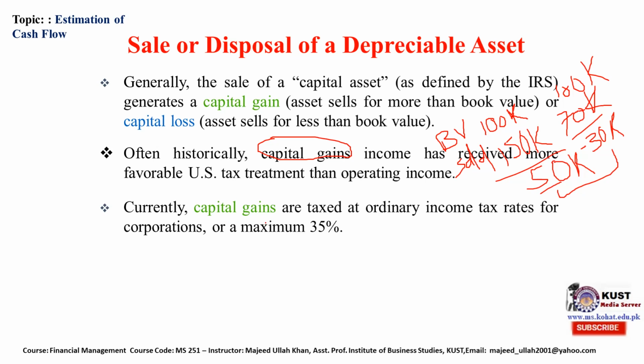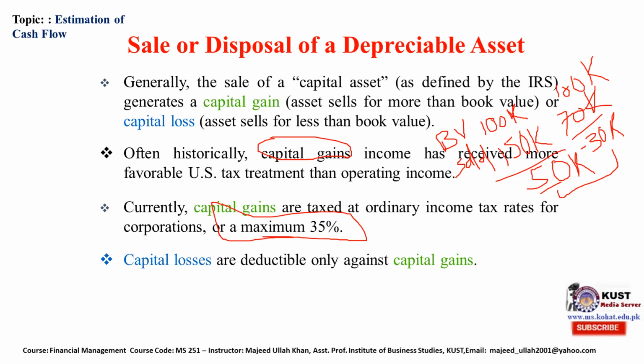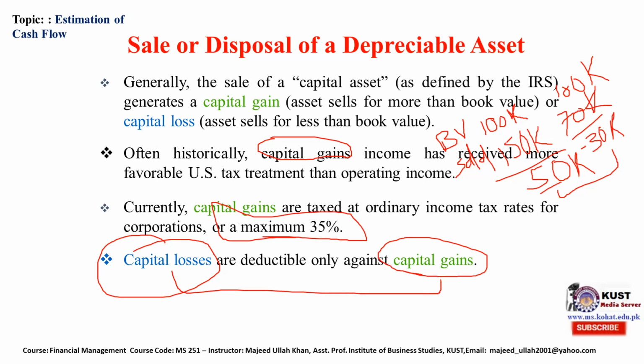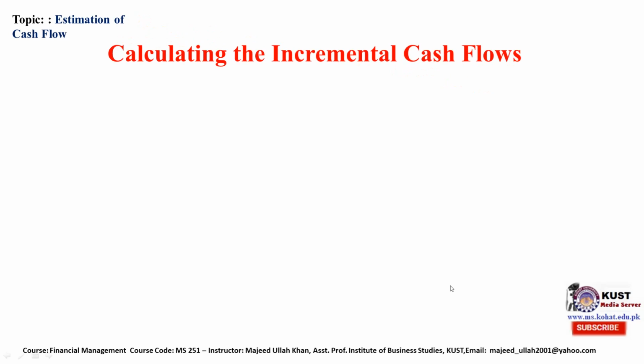Currently, capital gain is taxed at the ordinary income tax rate for corporations, a maximum of 35%, that is the US tax rate. What are capital losses? Capital losses are deductible only against capital gains. You cannot claim a tax return on capital losses. You will adjust these capital losses against capital gain. Now, calculating incremental cash flow.